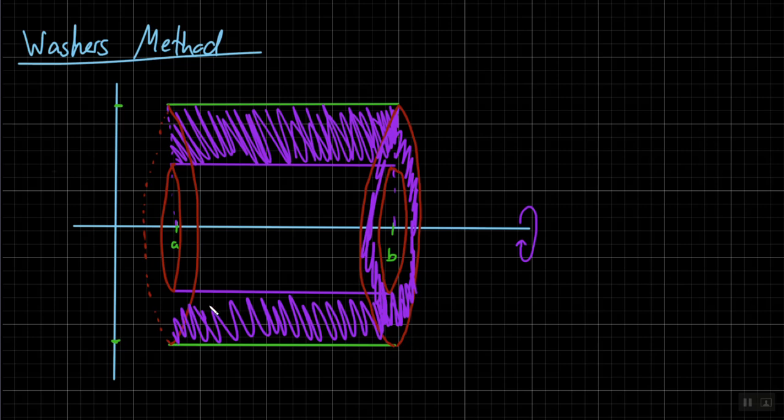Okay, did that confuse you when I just drew all those squiggles? Really? Okay. Confused me, but okay.